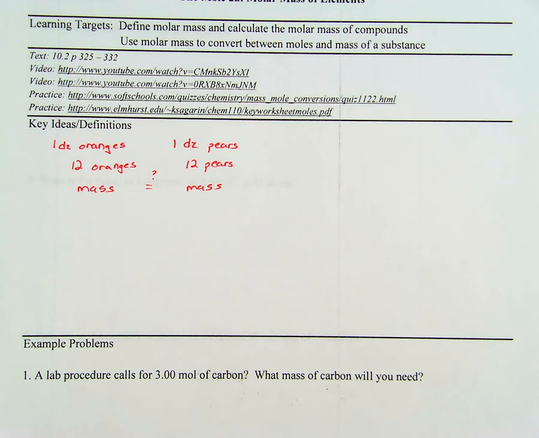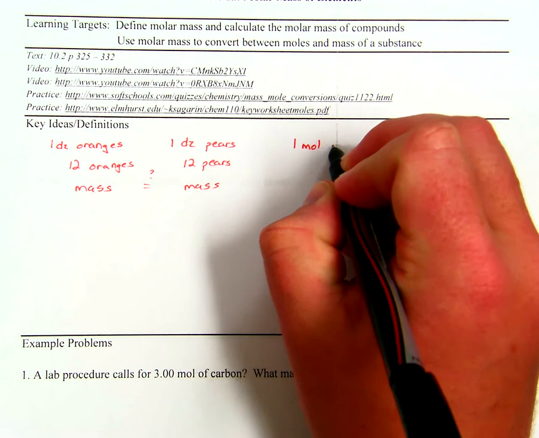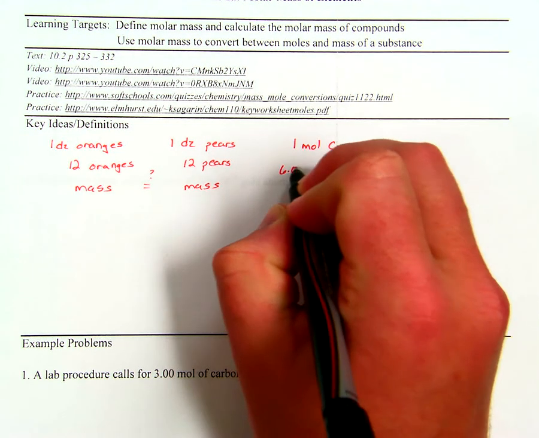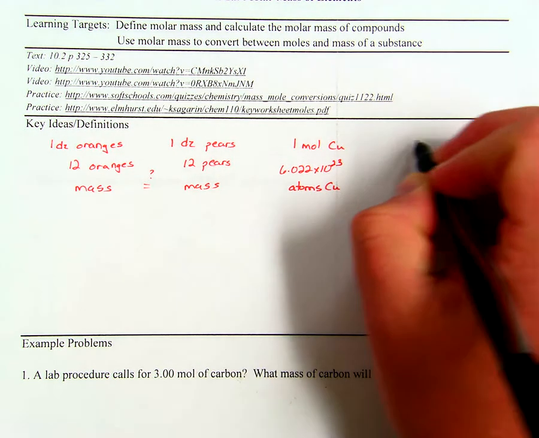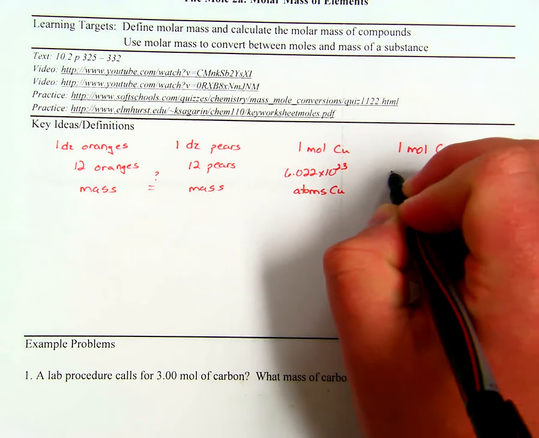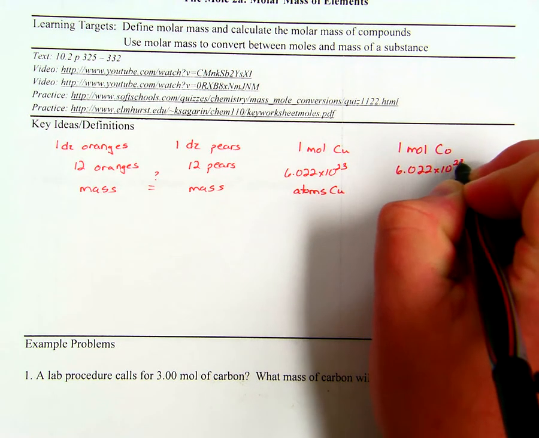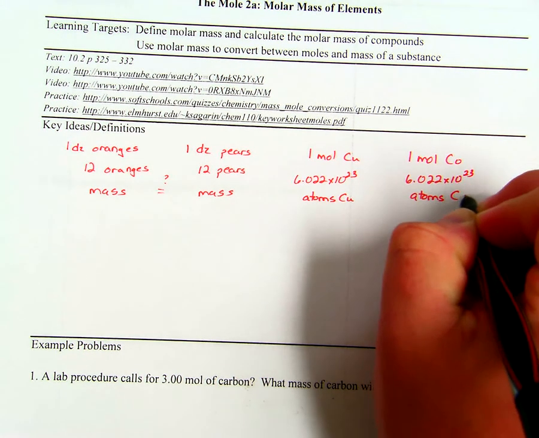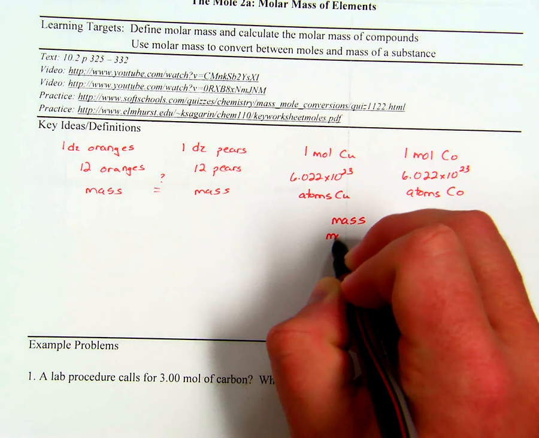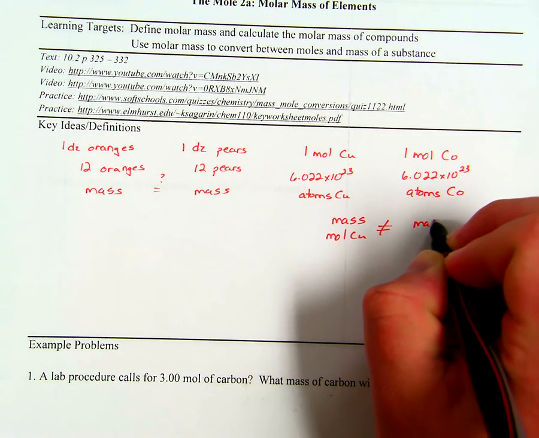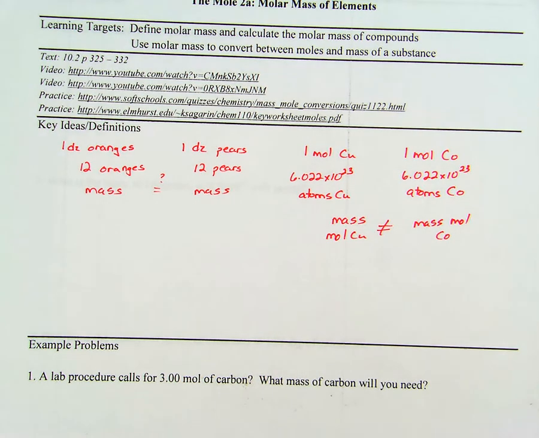So we can apply that same thinking to moles. If I have a mole of 2 different elements, I'm going to have the same number of atoms of each. 1 mole of copper, let's say, would be 6.022 times 10 to the 23rd atoms of copper, and 1 mole of cobalt would be 6.022 times 10 to the 23rd atoms of cobalt. But that doesn't mean the masses are going to be the same. The mass of a mole of copper does not equal the mass of a mole of cobalt. They would be different because they're made of different things, just like oranges and pears are made of different things.